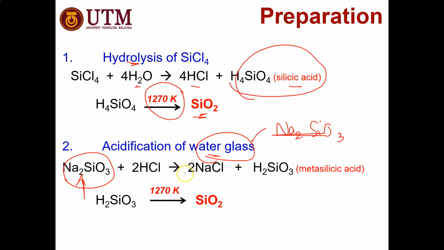So the acidification, maknanya kita perlukan an acid. Dalam case ni kita guna hydrochloric acid. You will get the side product of sodium chloride and also one of the acids, acid lain pula sikit, H2SiO3. You don't have to hafal nama dia, saya just letak for your information. This is known as metasilicic acid. Nak dapatkan dia cara yang sama dengan cara yang pertama ni. You heat it to the same temperature and you will get the oxide, which is the silica.